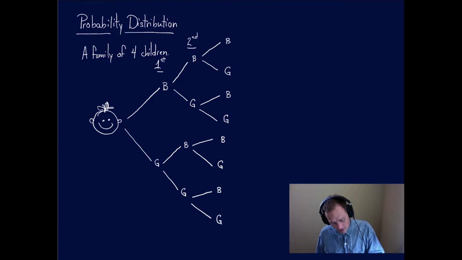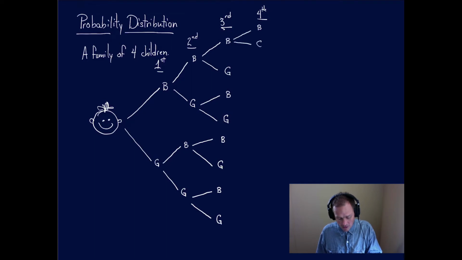And this seems like a simple process once you see it started. I would encourage you to take a moment and maybe pause the video and see if you can complete the tree and write the outcomes. But I'm going to keep going here. So now let's assume we have a fourth child. So here's our fourth child. Well, this one can either be a boy or it could be a girl.